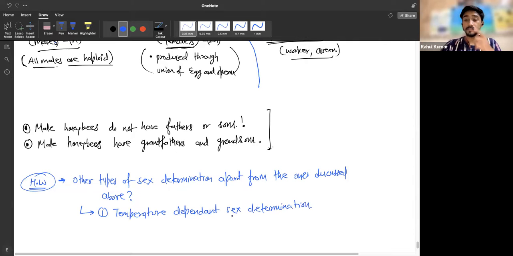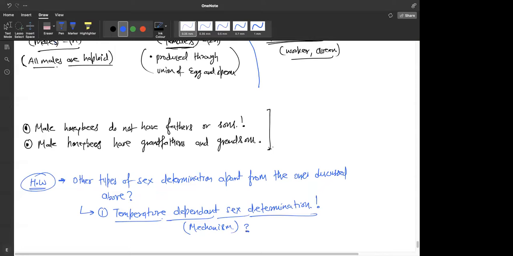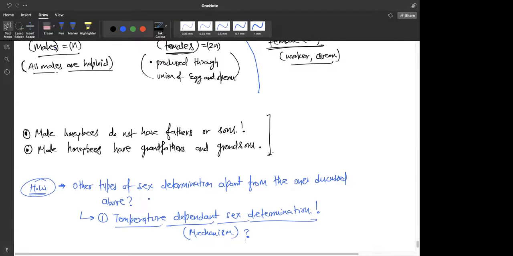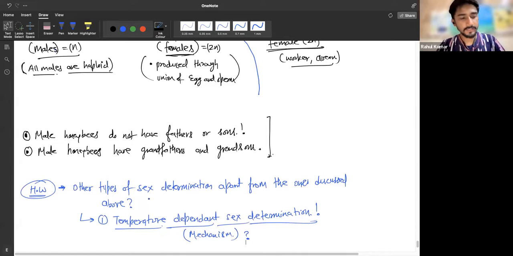In the next class, which is day after tomorrow, you will come with answers. So how does temperature dependent sex determination work? Will you find it, everyone? Yes. Please note down the homework, and if anyone has any questions, please ask. Otherwise, we'll end the class here.